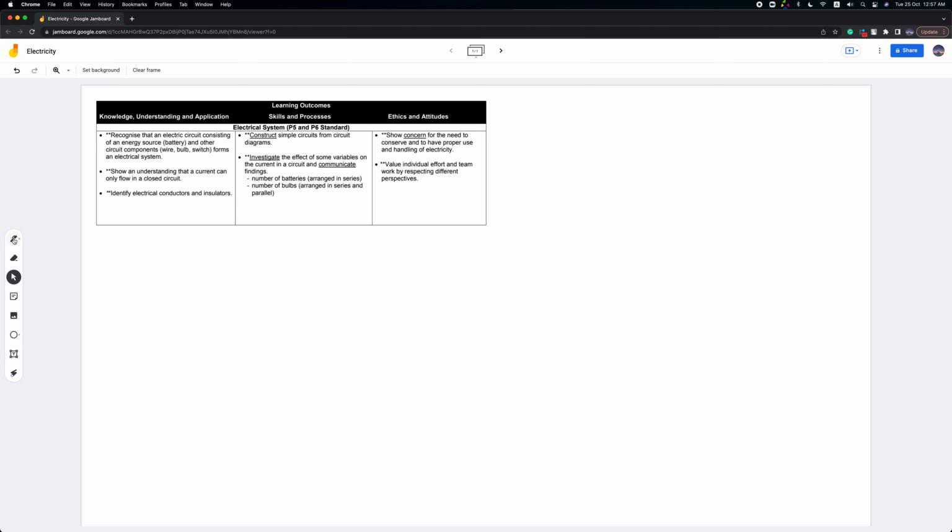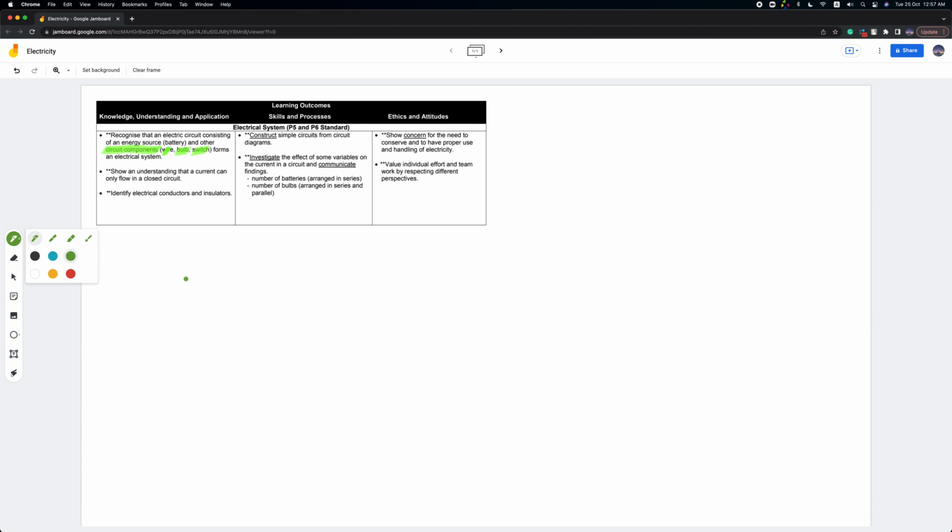In this topic, what you need to know is you need to recognize that an electric circuit consists of an energy source, usually a battery, and other circuit components. So the name is quite important. Whatever other things you put in the circuit are called circuit components, and they consist of wires. Even the wires are components, as well as bulbs and switches and some other things, to form an electrical system.